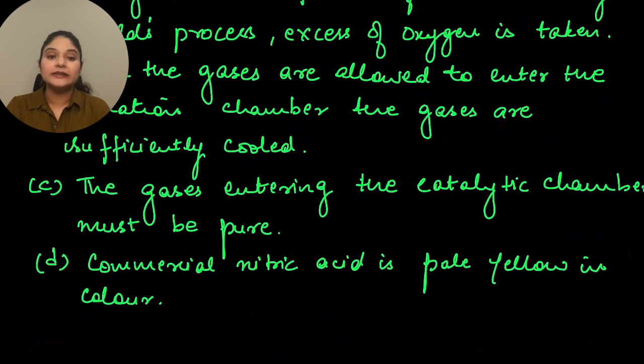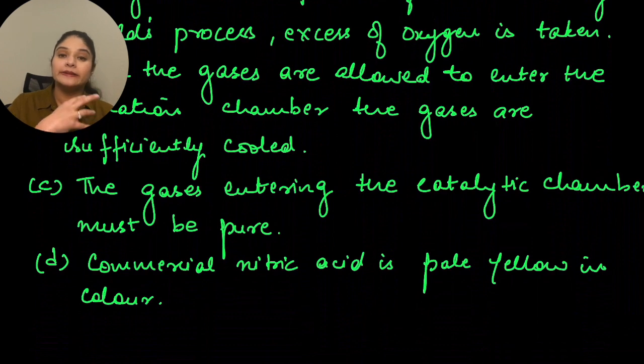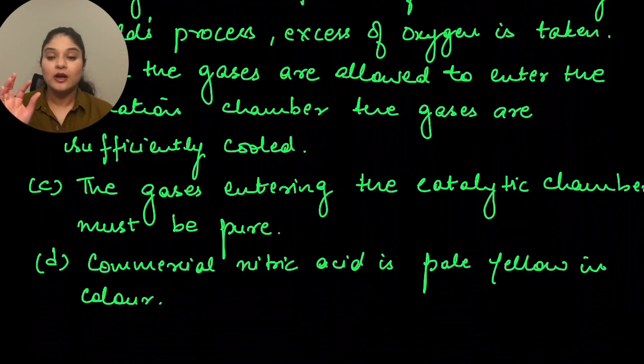C. The gases entering the catalytic chamber must be pure. So the main reason for this is that if these gases are not pure, they will end up poisoning the catalyst in the catalytic chamber. And if that happens, the entire speed of the reaction will drop, and you may not get sufficient output in the required period of time. So that is the answer for C.